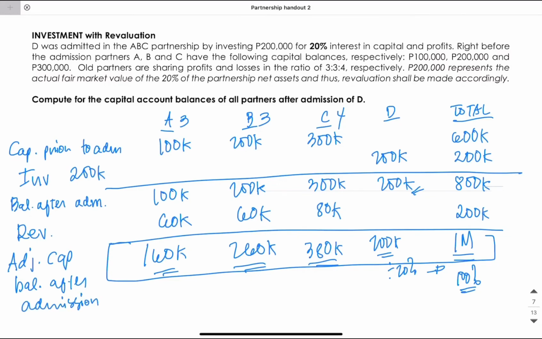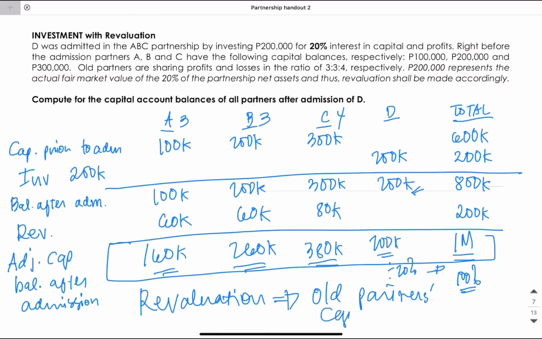So in summary, again, revaluation affects the old partners' capital only. Okay. So don't forget about it.